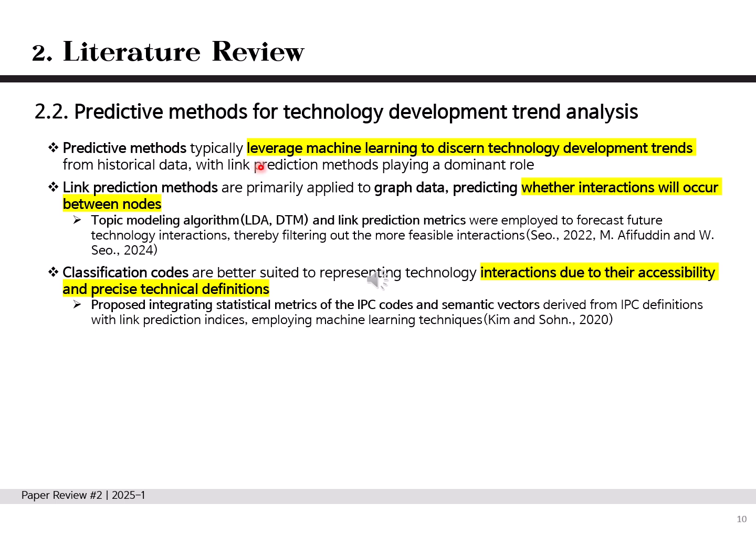Also, there are some predictive methods that leverage machine learning to discern technological development trends from historical data, with link prediction methods playing a dominant role. The link prediction methods are primarily applied to graph data, to predict whether interactions will occur between nodes. And the classification codes are better suited to representing technology interactions due to their accessibility and precise technical definitions.